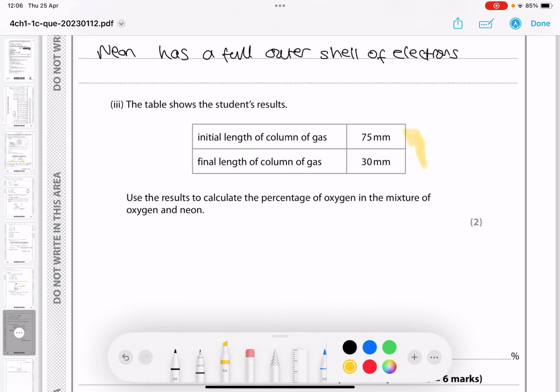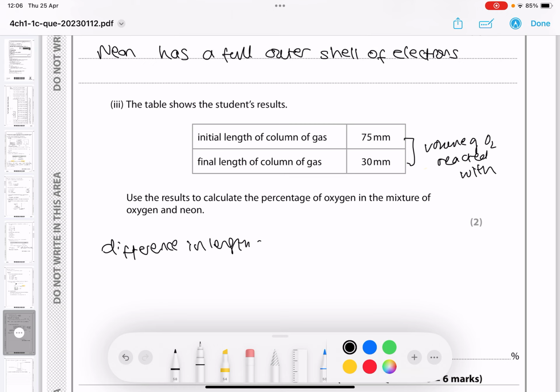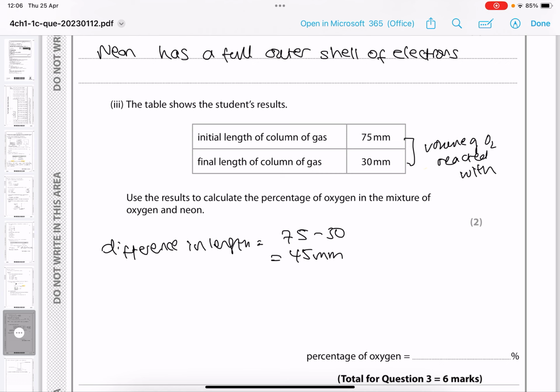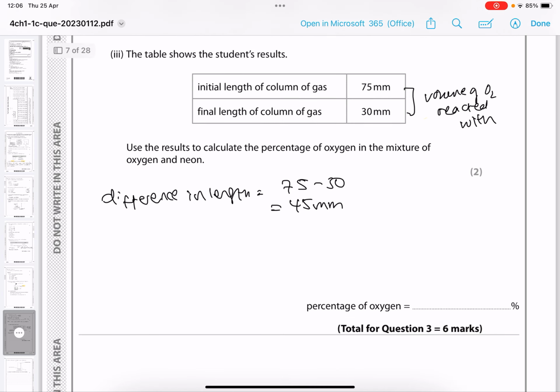So the difference in this length is the volume of oxygen it's reacted with. So we can begin by finding the difference in length. So the difference in length will be 75 minus 30, which is 45 millimeters. Now, use it to calculate the percentage of oxygen in the mixture of oxygen and neon.